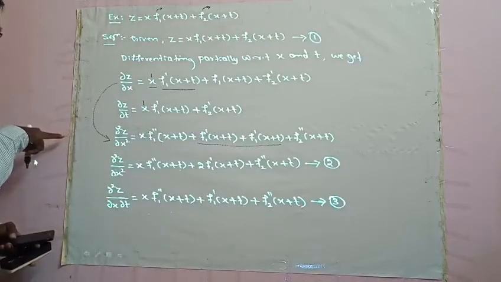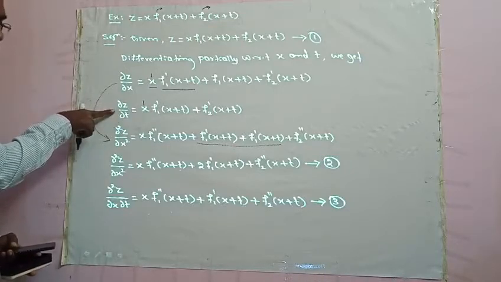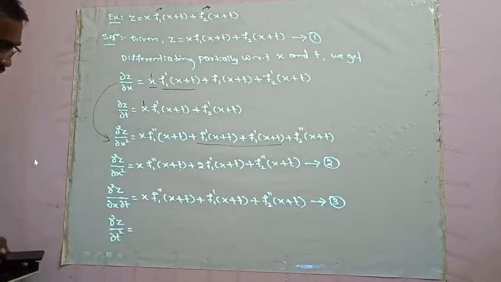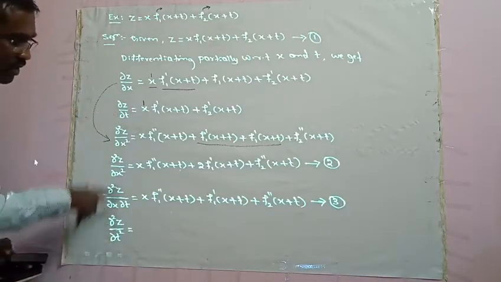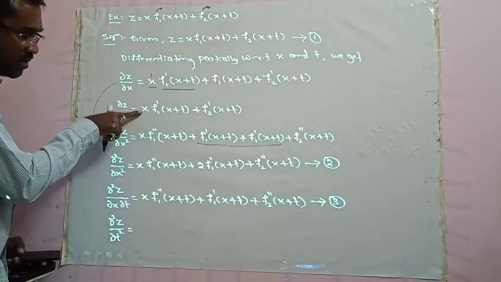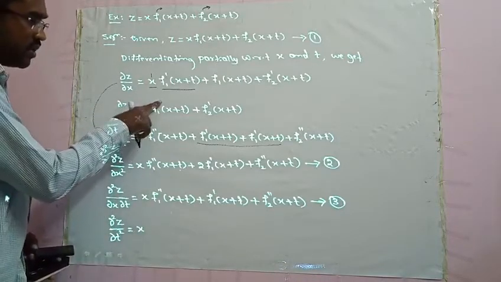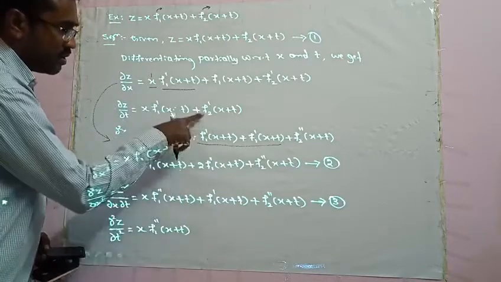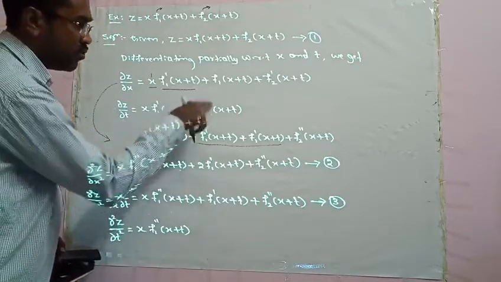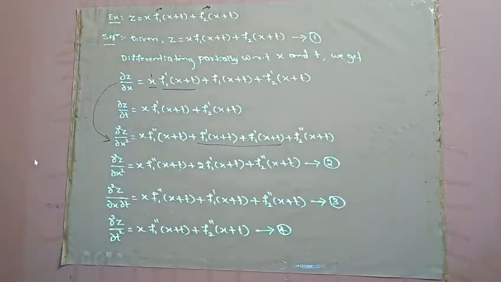Now let us differentiate dou z by dou t once again with respect to t. Since we are differentiating with respect to t, x remains constant, x as it is. Differentiation of f1 dash is f1 double dash, plus differentiation of f2 dash is f2 double dash. Call it equation 4. And we need to think of combining the equations.